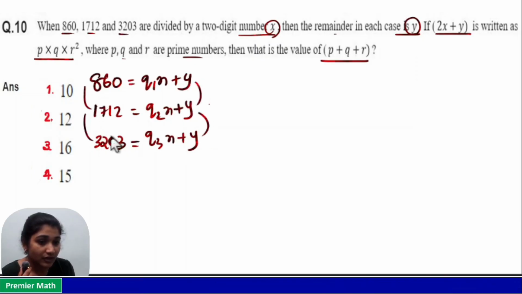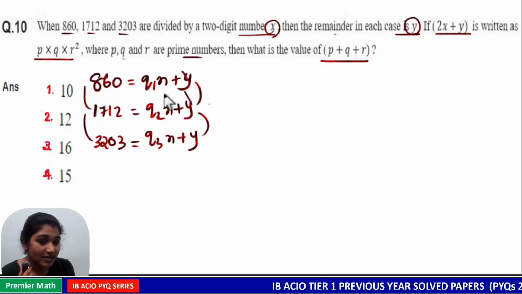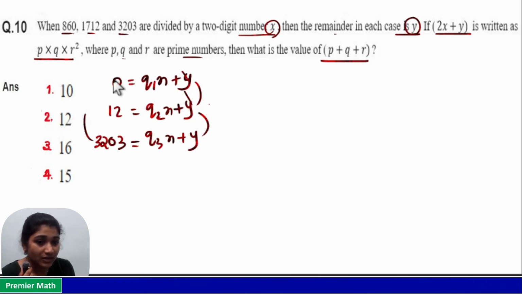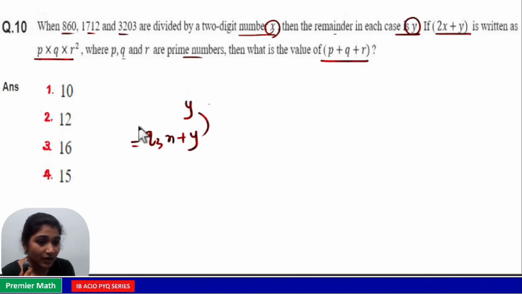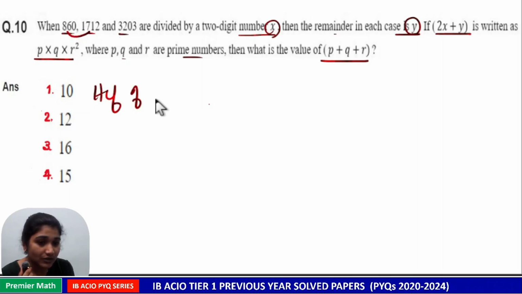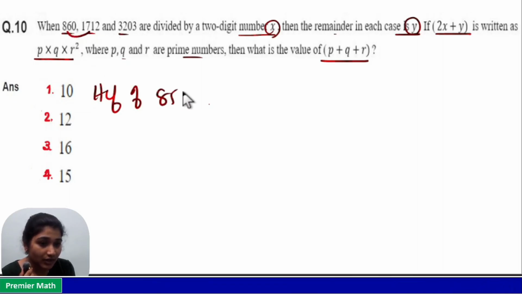If you take the difference between these numbers, the remainder cancels, so the difference of these numbers is a multiple of x. That is, here x is a common factor in the differences of these numbers. So if you take the HCF of these differences, we can find the value of x. Here the difference between these two numbers is 1712 minus 860, which is 852.